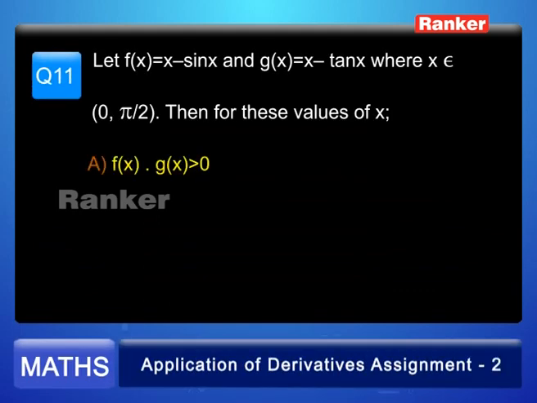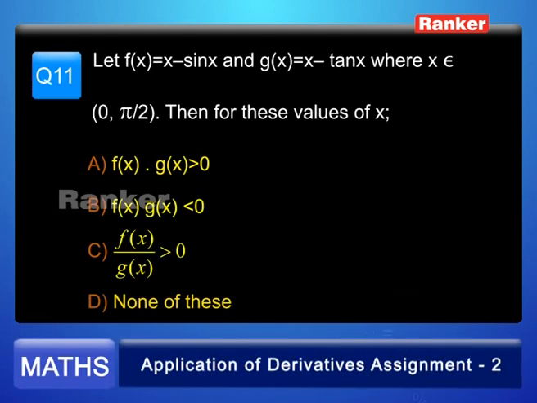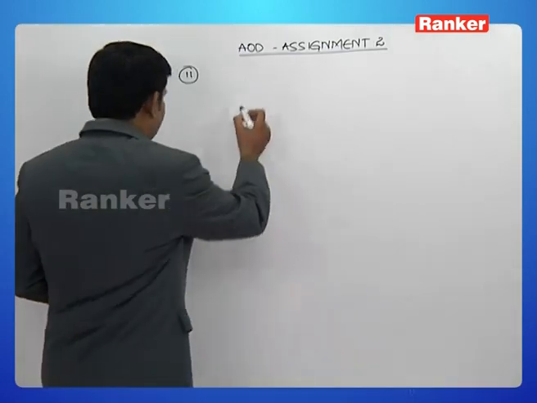Next question, let f of x is equal to x minus sin x and g of x is equal to x minus tan x, where x belongs to 0 to pi by 2. Then, for these values of x, f of x into g of x is greater than 0, f of x into g of x is less than 0, f of x by g of x is greater than 0, and option D, none of these. This is a very important question.